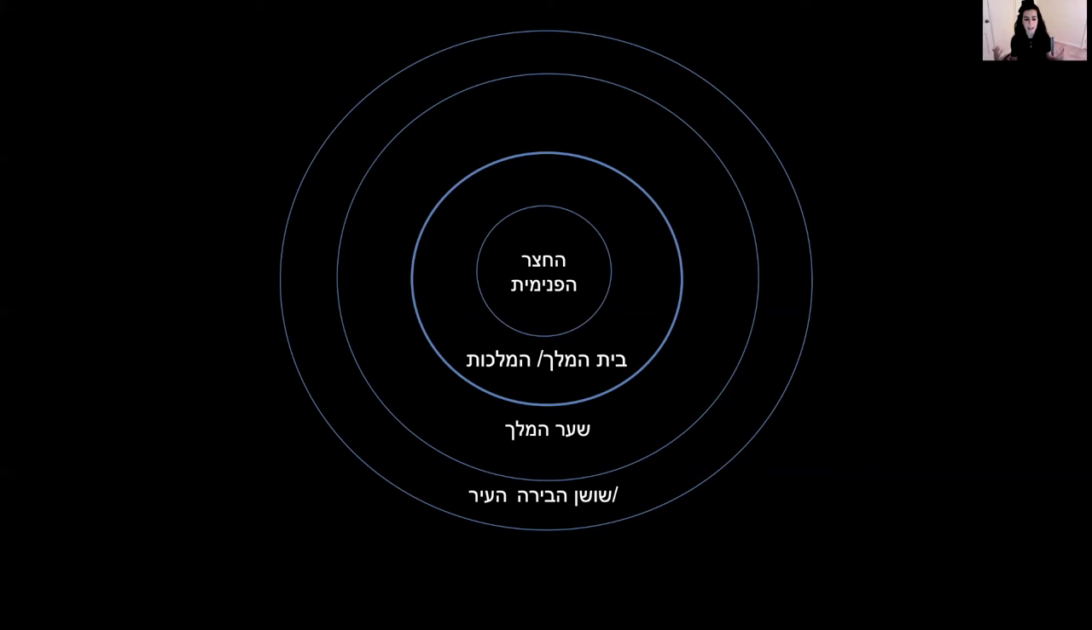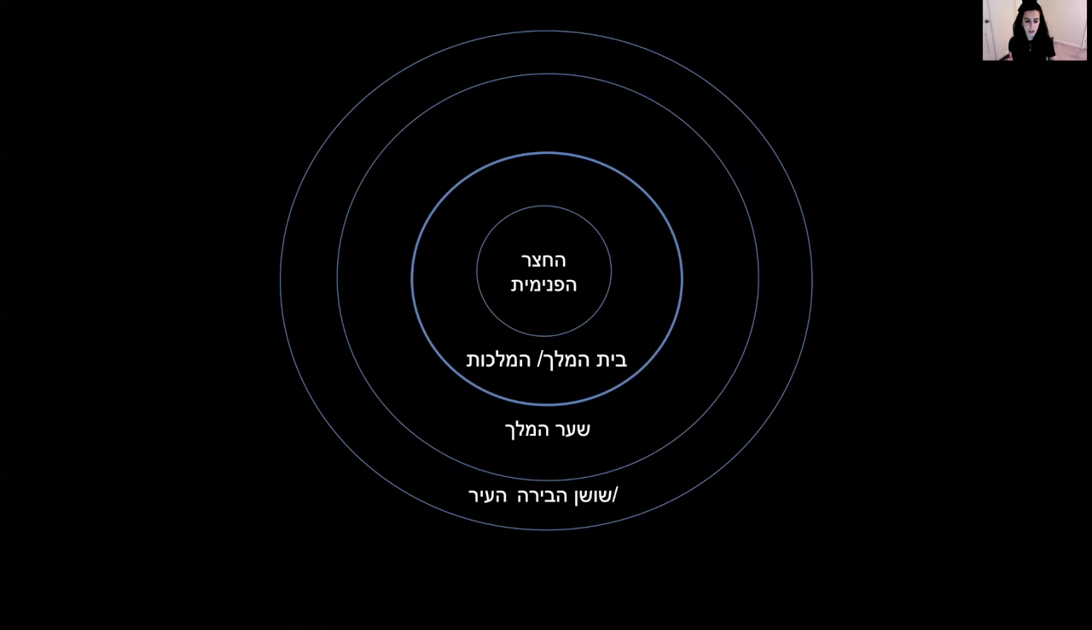So for example, when Mordechai can't enter the king's gate, where can he sit in mourning? He can sit here in the city streets. When Haman is thinking about where the king's honored man should be paraded, this is where he should be paraded, because this is where everybody is going to see him.